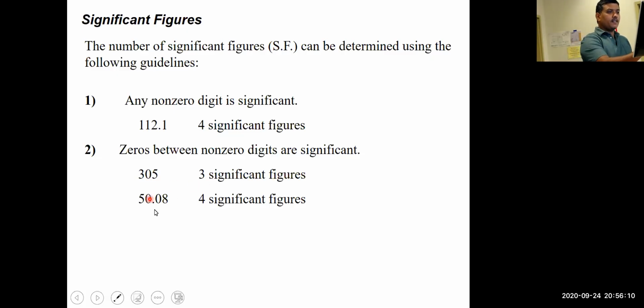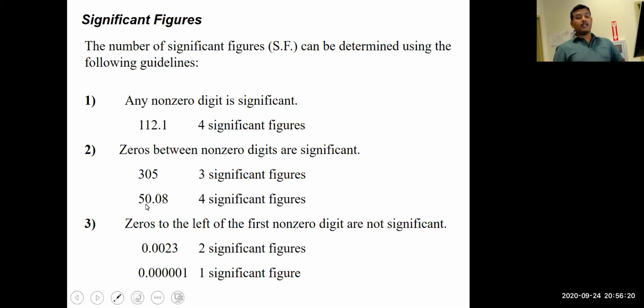And this number 50.08 has 4 significant figures because these zeros are present between 2 non-zero digits. Okay. From here, it's going to get a little bit complicated. Rule number 3 will always complicate things for most students. Any number that starts with zeros, those zeros do not have to be included as significant.